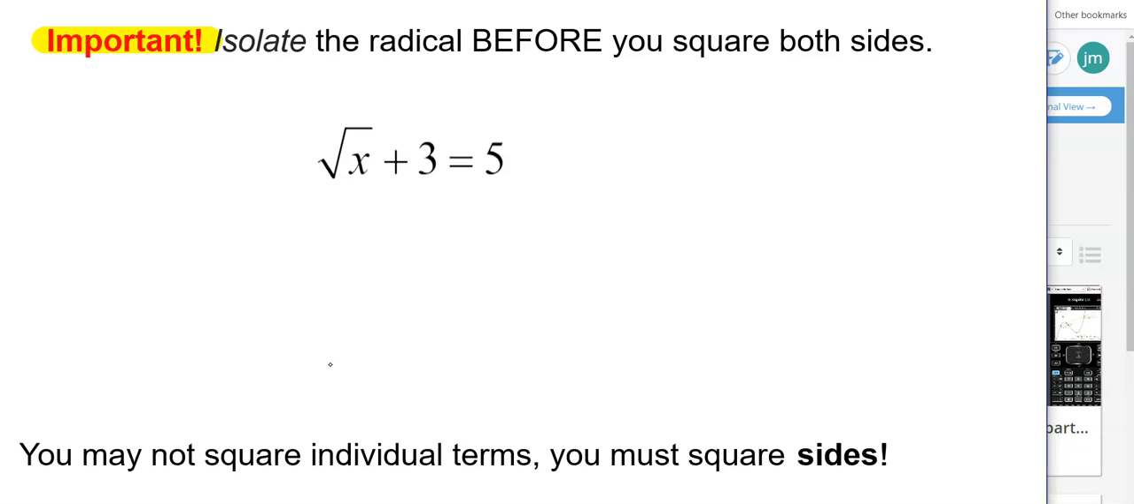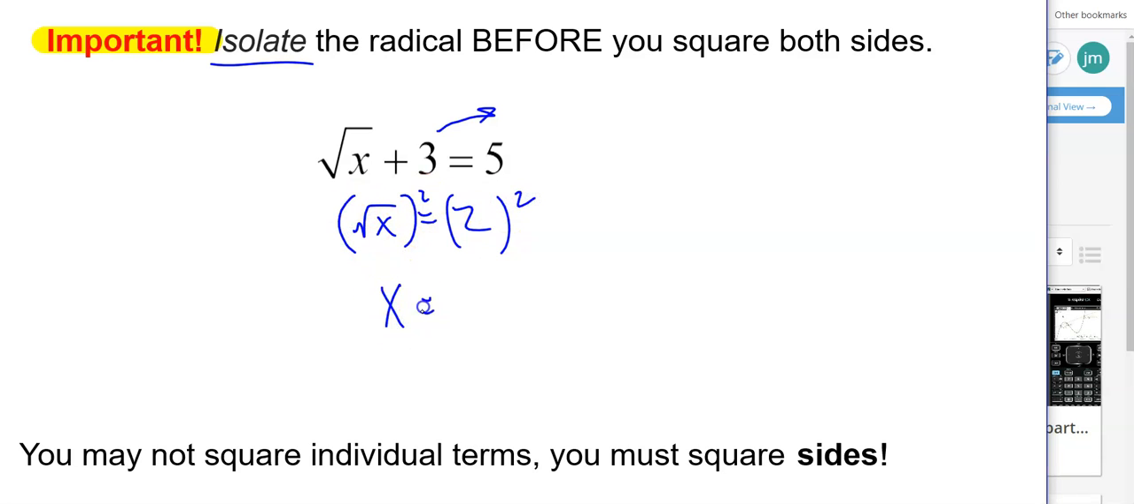Another thing you need to be careful on is to isolate. So before you square both sides, let's get the other stuff on the other side. Let's get the square root by itself. So we're going to subtract 3 here. So square root of x equals 2. Now we're going to square both sides. So we get x equals 4.